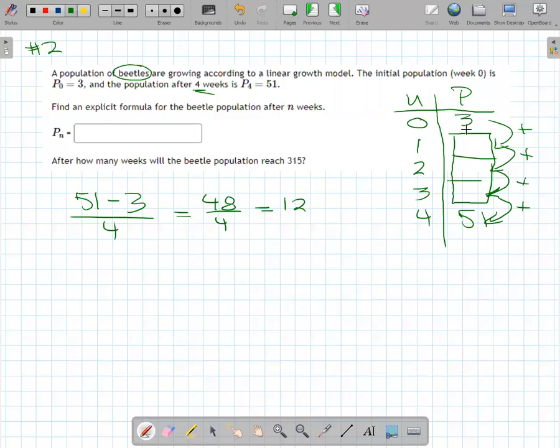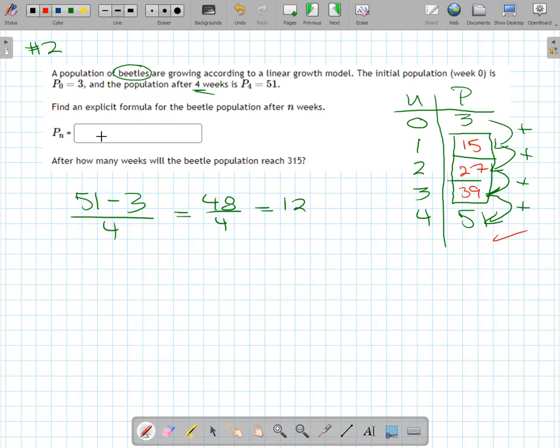So that should be that repeated addition. Just to double check, 3 plus 12 is 15. 15 plus 12 is 27. 27 plus 12 is 39. And 39 plus 12 is 51. Yeah, it works out. Okay, so good.